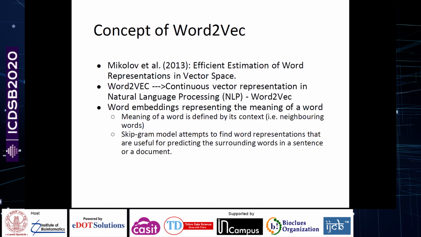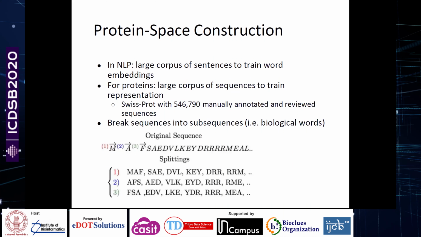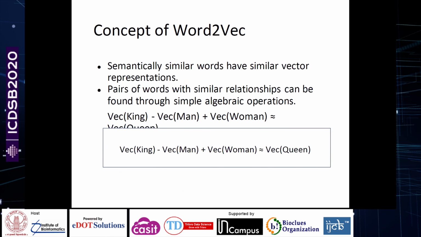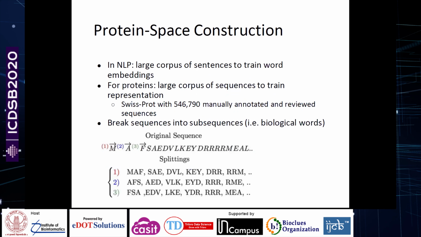Recently, we have used ProtVec, which evolved from the concept of word2vec, wherein semantically similar words have similar vector representations. Using these semantically similar words and getting vector representations, we can get for every word an embedding vector of a particular dimension. Recently, Asgari has used this.